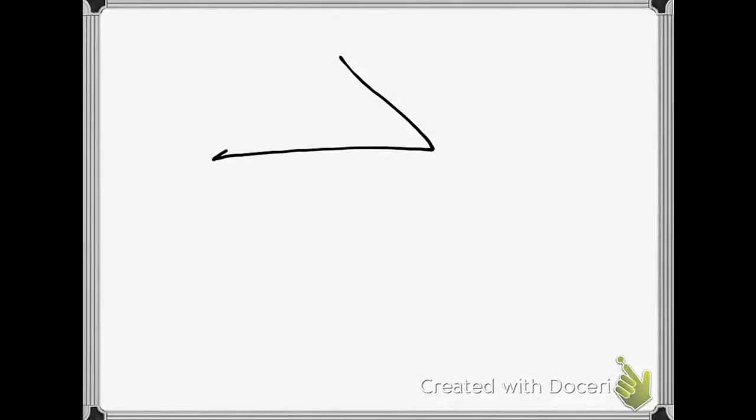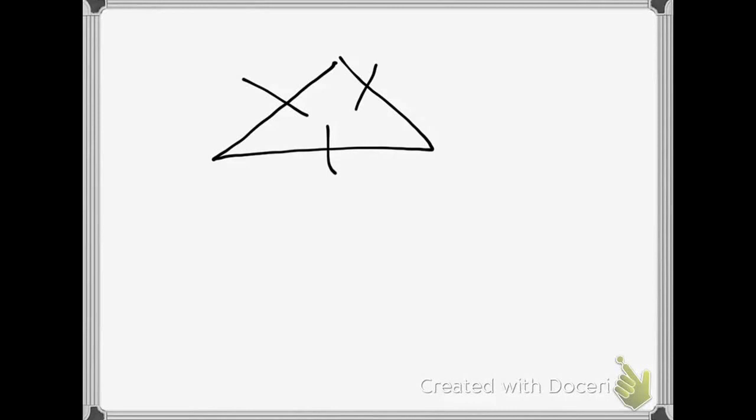We have discussed the different types of polygons, including triangles. Today, we're going to talk about triangles and how we can classify them. Now, we know that a triangle has 3 sides, and we know that a triangle has 3 angles.